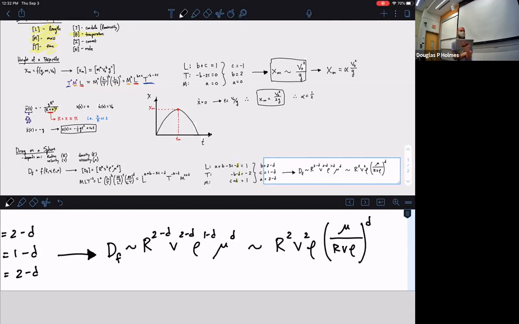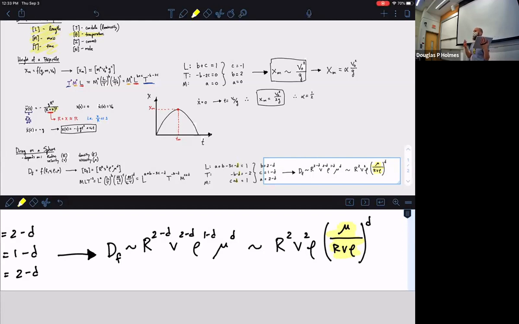Does anyone work in fluid dynamics? Does this thing look familiar to anyone? The dimensionless constant, Reynolds. Yes, exactly. It's an upside down Reynolds number. So Reynolds number is R V rho over mu. So we found the dimensionless number, the Reynolds number, from dimensional analysis here.